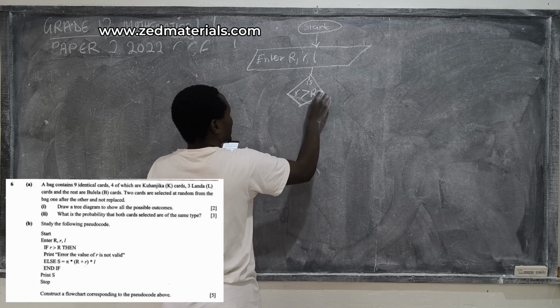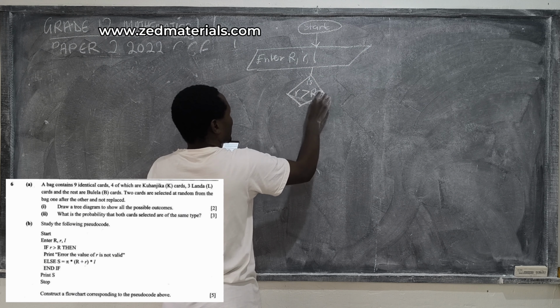So print. Which symbol do you use for printing? Again, it is a parallelogram. So here you bring a parallelogram again. Here you say print, inverted commas, error, the value of R is not valid. You need to be enjoying these things, guys. Close. The next, they are saying else.